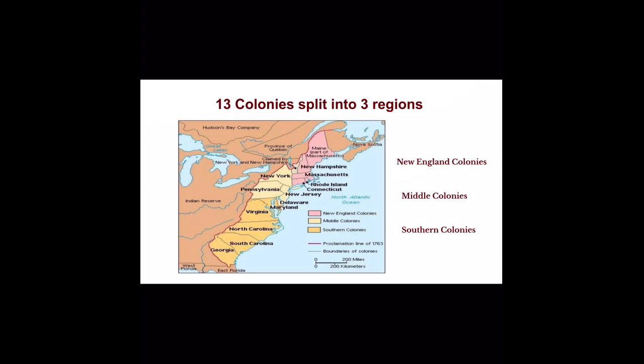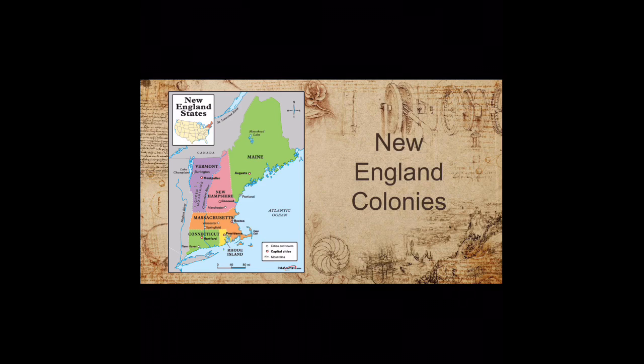As you probably learned, the 13 colonies were split into 3 regions: the New England colonies, the Middle colonies, and the Southern colonies. We're going to take each day to look at the 3 different colonial groups and learn about them. Today you're going to learn about the New England colonies.